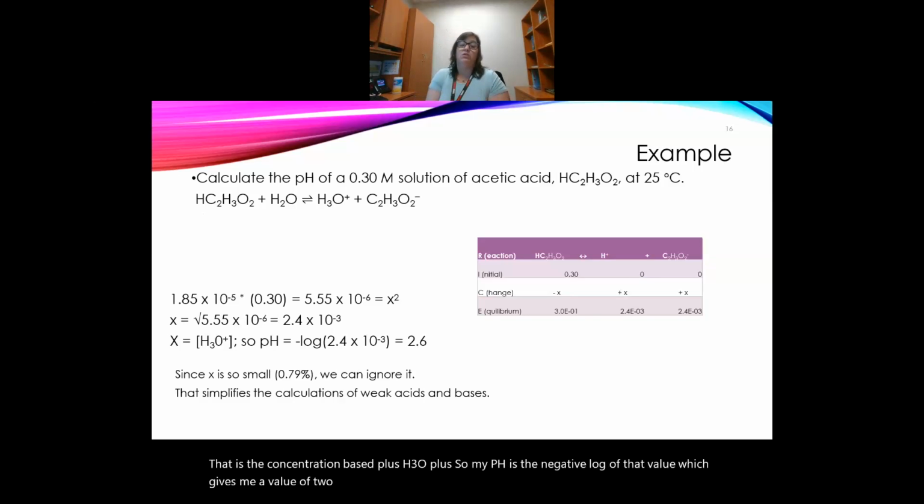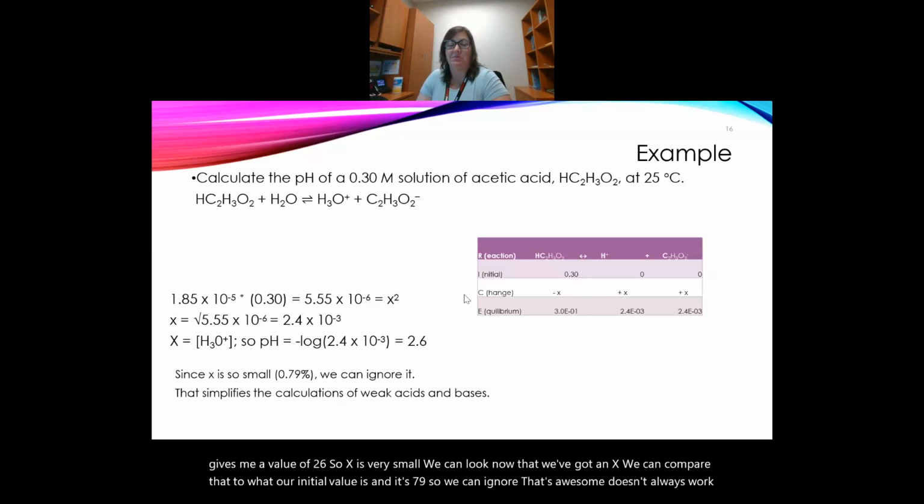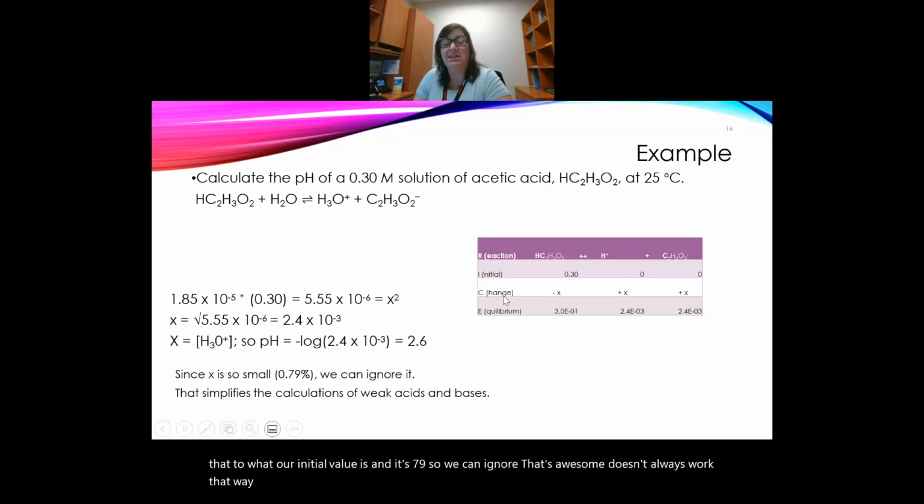So X is very small. Now that we've got an X, we can compare that to what our initial value was, and it's 0.79%. So that's awesome. It doesn't always work that way, but hopefully it works that way most of the time because it makes things simpler and a lot faster.